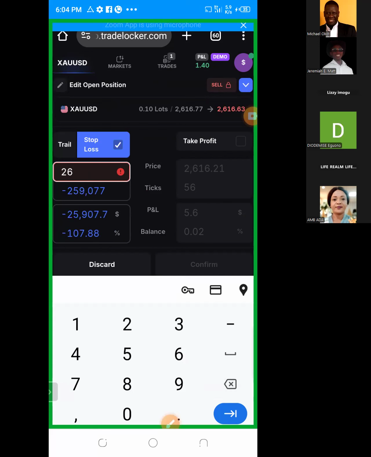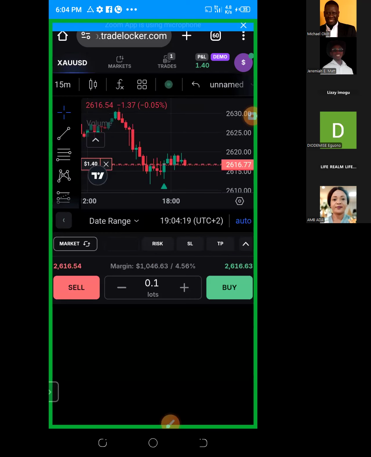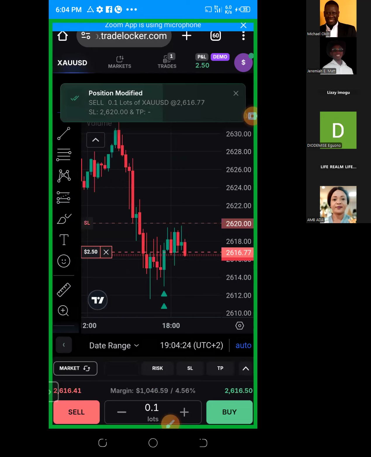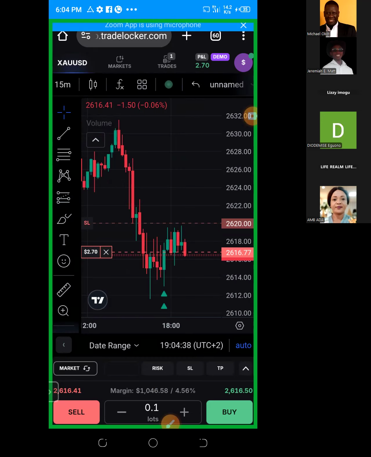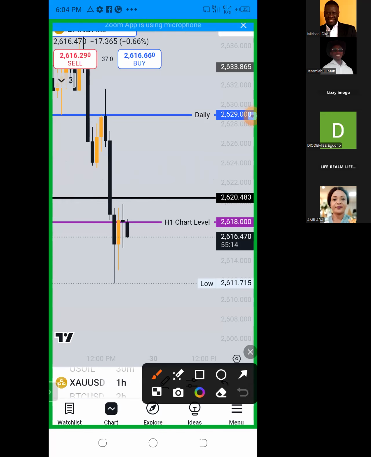My stop loss will be 20.5. Okay, let me leave it at this. At the checking point, you discover that a big vehicle trailer is coming, and it's coming with heavy, high speed to the checkpoint.